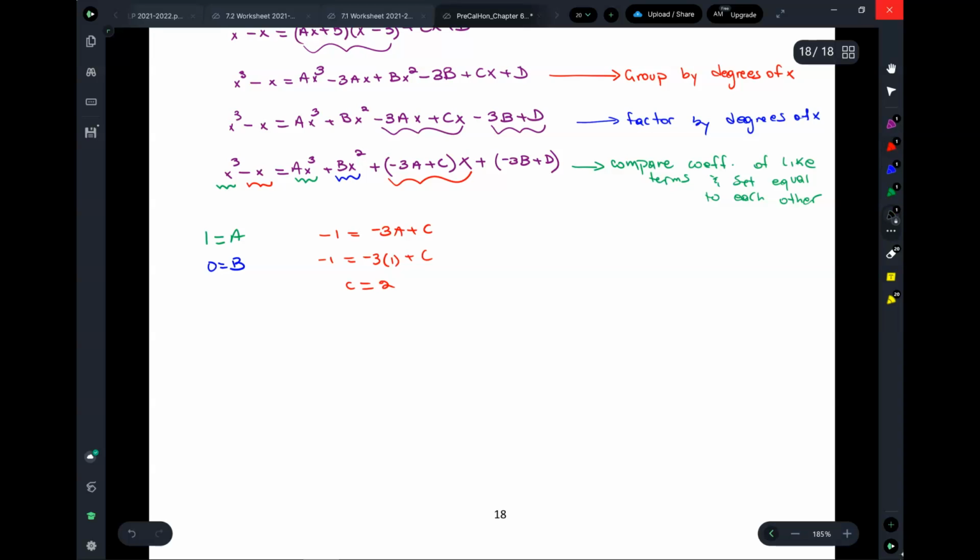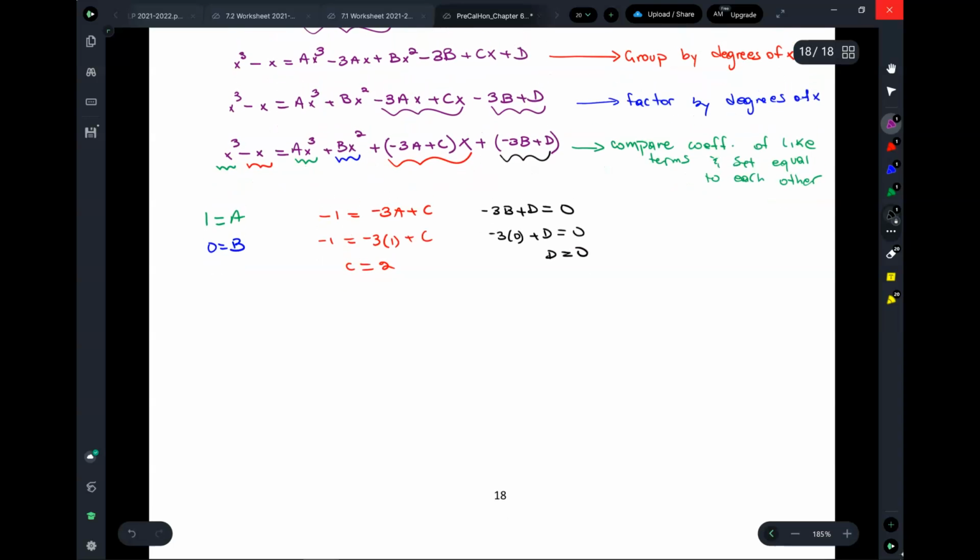And then last but not least, this is the constant term. What's the constant term on the left side of the equation? 0. So -3b plus d is equal to 0. -3 times 0 plus d is equal to 0. Lo and behold, d is 0.